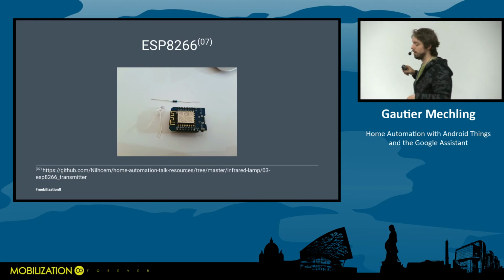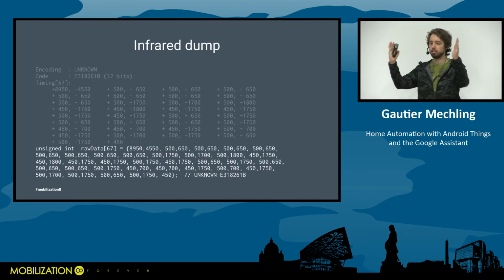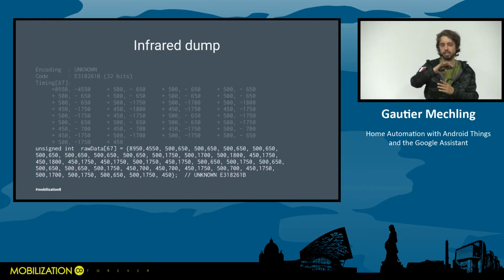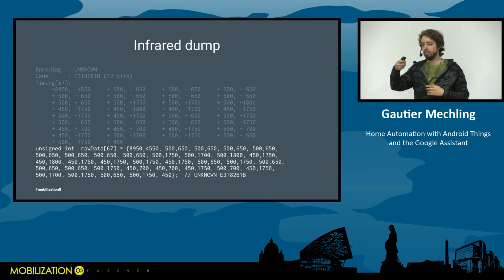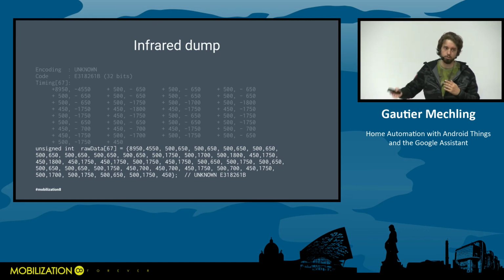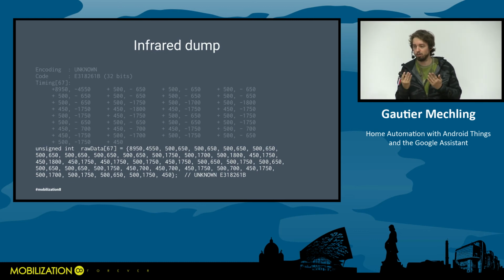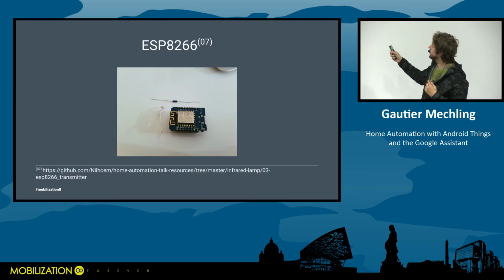And now, very quickly, infrared is a short-range technology. If your Android Things device is very far away and you use infrared, maybe the Android device will not be able to receive the infrared call. So what you can do is you can buy this microcontroller.